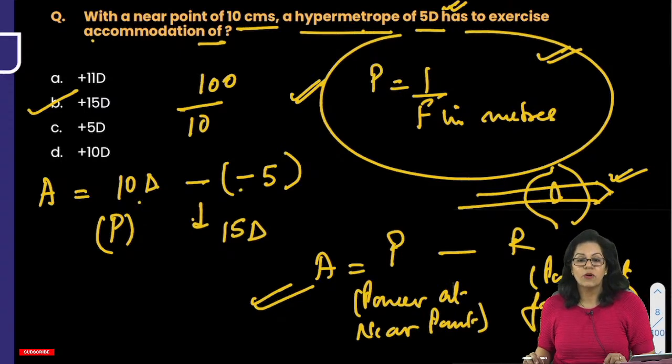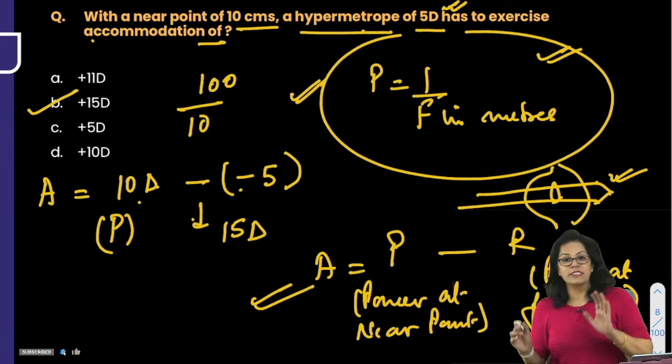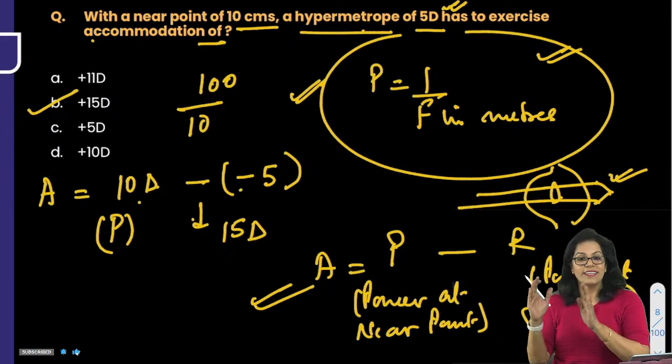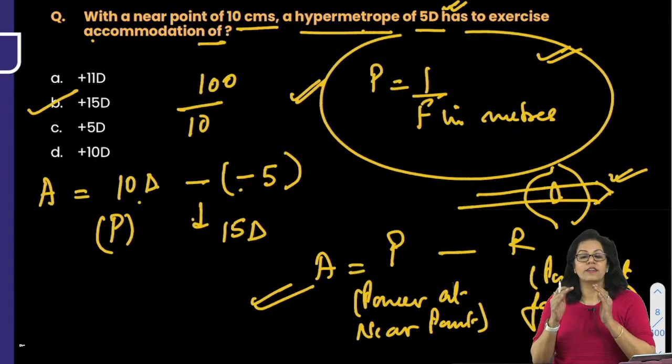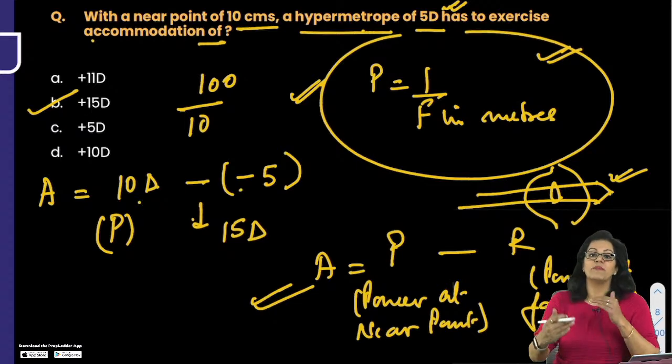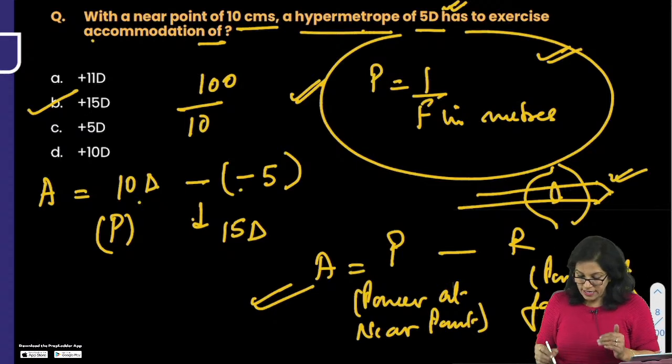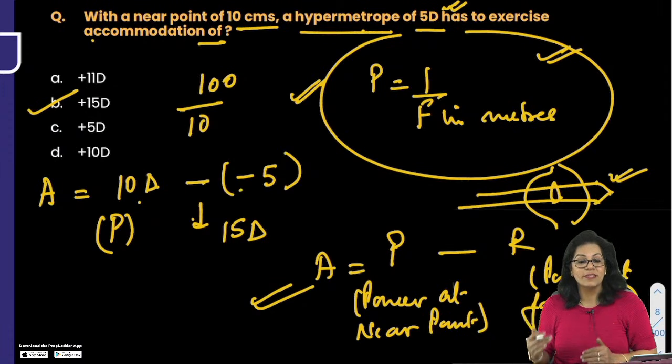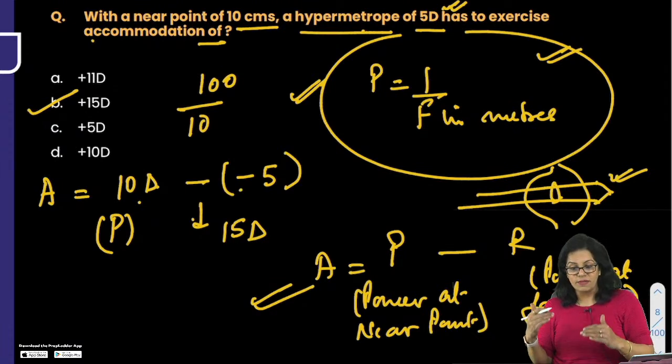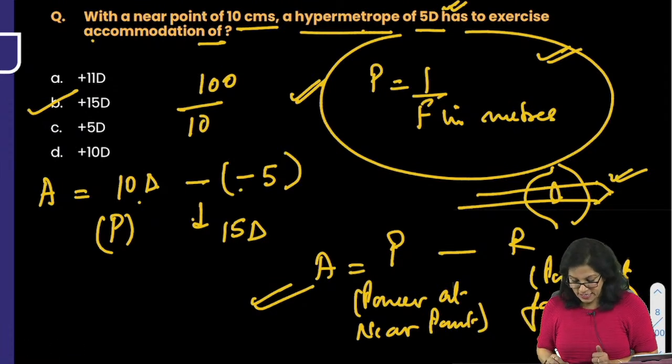I'll repeat it if the voice had broken. I'm just saying, what is the power at the near minus what is the power at the far? You have to find that; it will be the amplitude of your accommodation. So power at near, again, if the near point is 10 centimeters, is the inverse of focal length in meters, therefore now the power is 10 diopters.